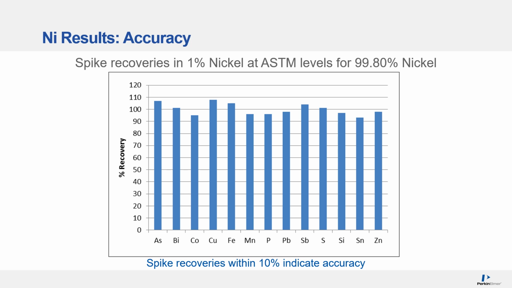Let's look at the nickel results. So we looked at spike recoveries in 1% nickel at ASTM levels of 99.8% nickel. As you can see, all the spike recoveries are within plus or minus 10%.